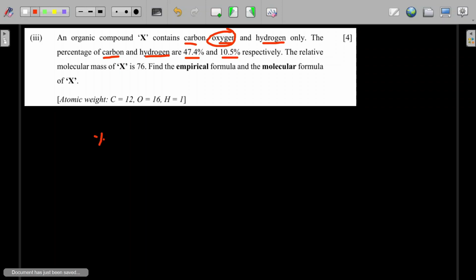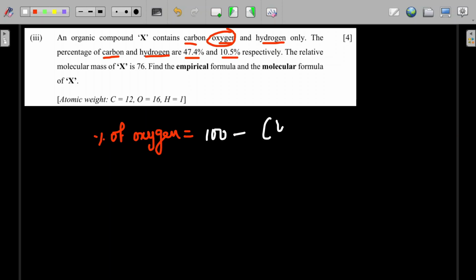How will you find the percentage of oxygen? Tanisha, how will you find the percentage of oxygen in this case? You have to do 100 minus the total percentage of carbon and hydrogen, right? 47.4 plus 10.5. Whatever you add, subtract it from 100, and you will get the percentage of oxygen. Then you follow the same steps. Put the table, find the n value, and you can find the empirical and molecular formula.